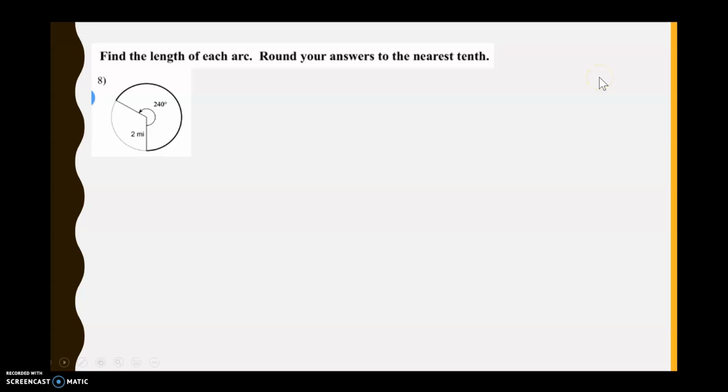And number 8, we want to find the length of this dark arc here to the nearest tenth. So the way that we set this up, it's going to be our arc length over your circumference, and that's going to be equal to the measure of your arc over 360. So part to whole, part to whole.